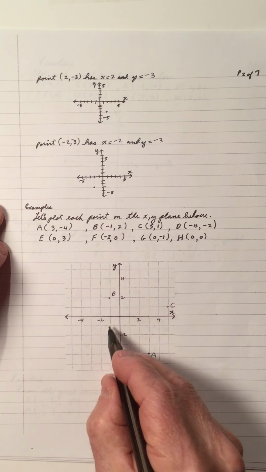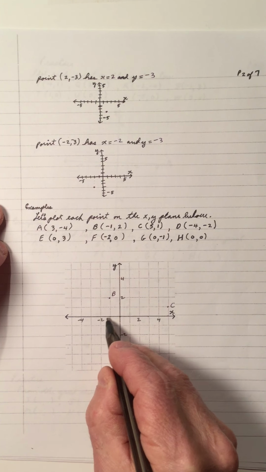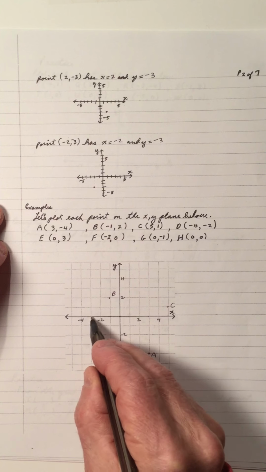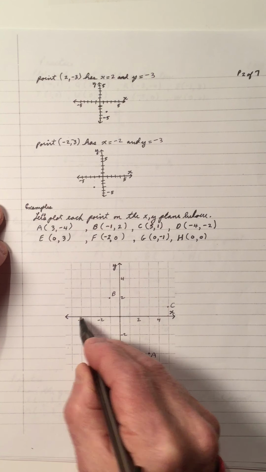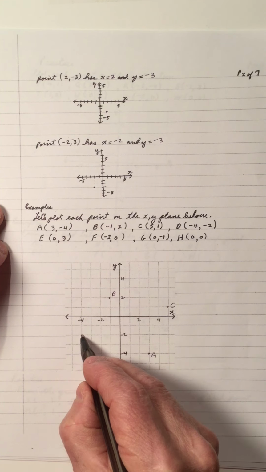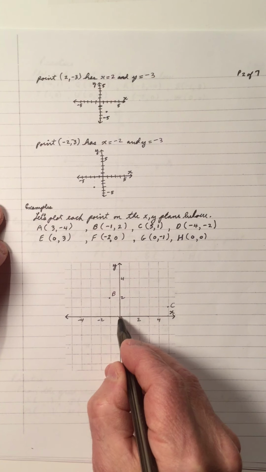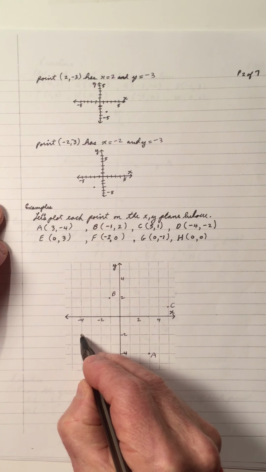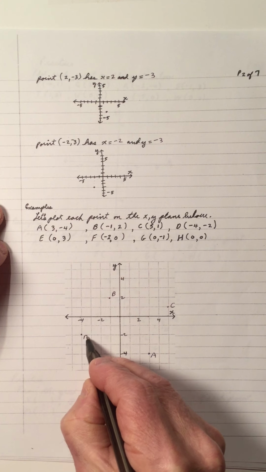D is (-4, -2). So we start at the origin. We go 4 to the left. 1, 2, 3, 4. -2 is for the Y, so we go down 2. So 4 to the left, 2 down. So there's D.